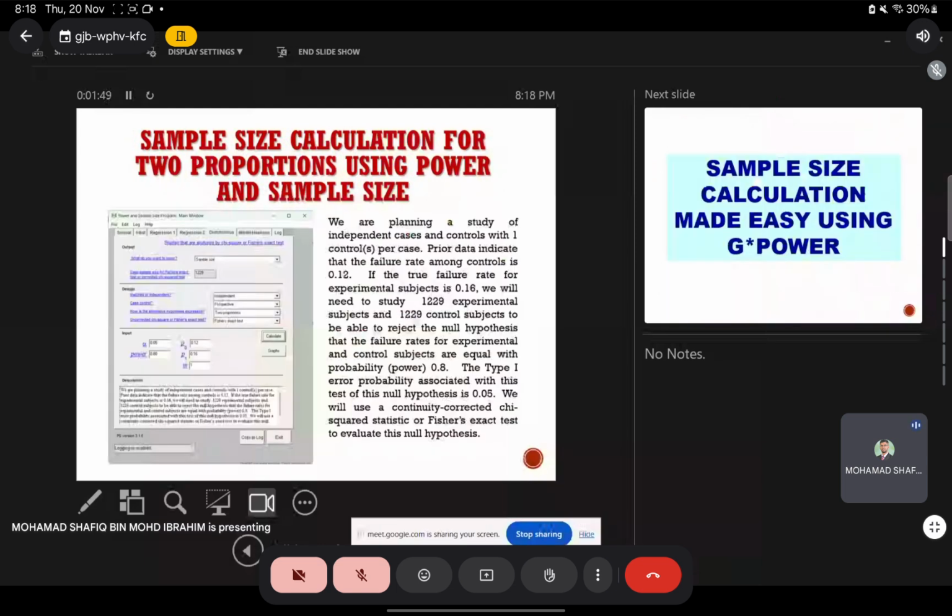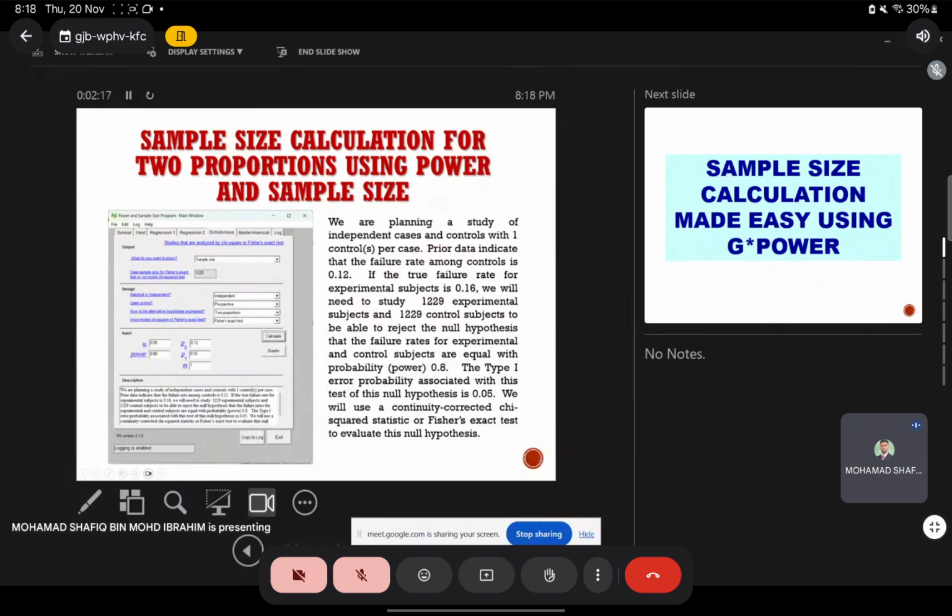So for the two proportion, you need to select the dichotomous here. Okay, you can see there is a dichotomous. So you need to select the dichotomous. And then what do you want to know? Click the sample size. You select the sample size with the independent, prospective, two proportion, and you select the Fisher exact test here.